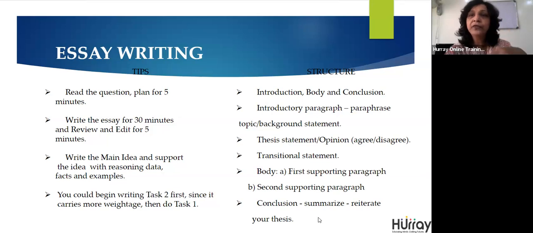Give your opinion in different words. Don't give any new ideas here, no new topics, no new arguments, and don't give any examples in the conclusion. All the examples should be in the body paragraphs.